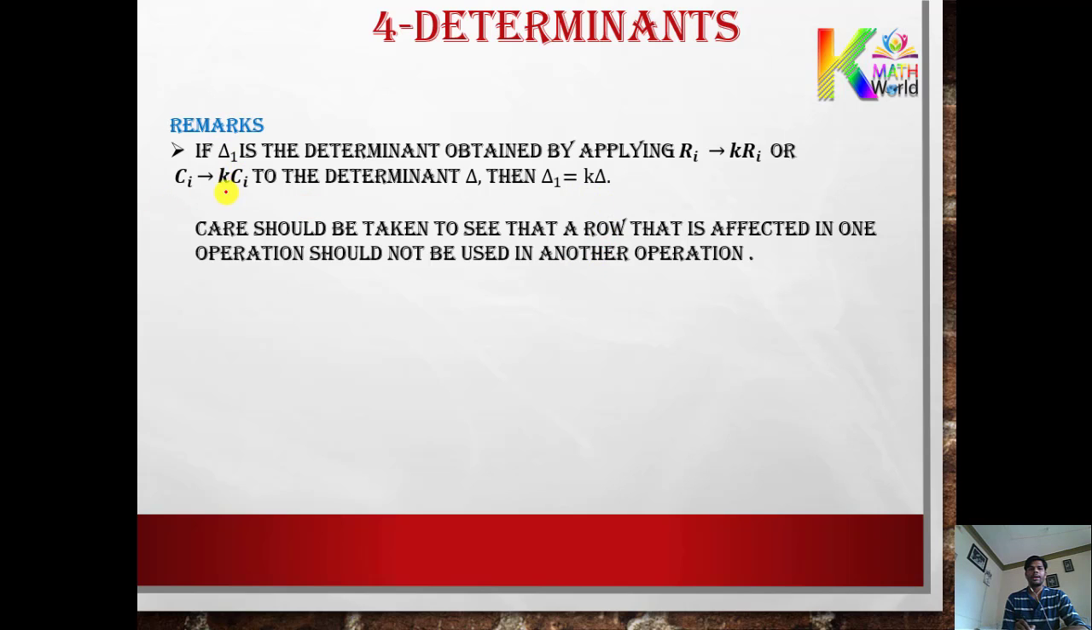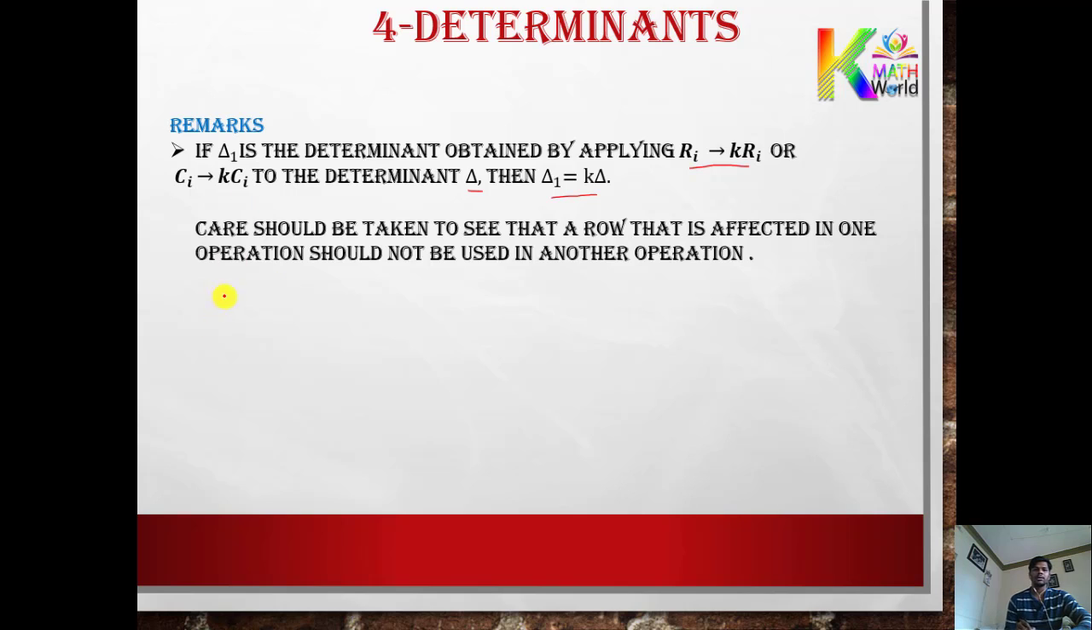Now see the next remark. If delta 1 is the determinant obtained by applying Ri to kRi or Ci to kCi to the determinant delta, then delta 1 equals k delta.